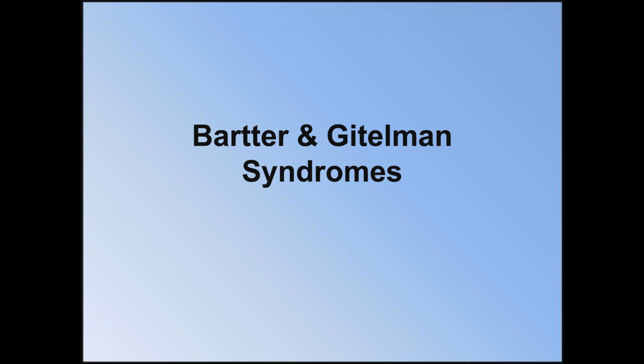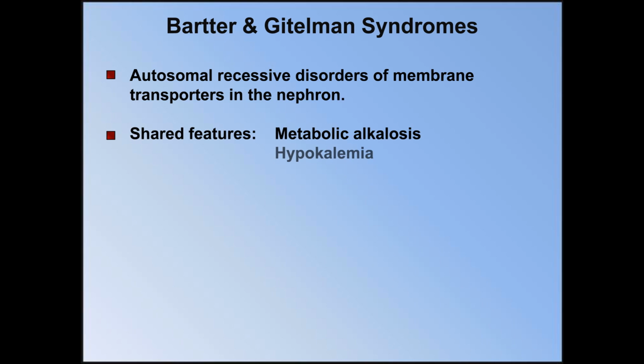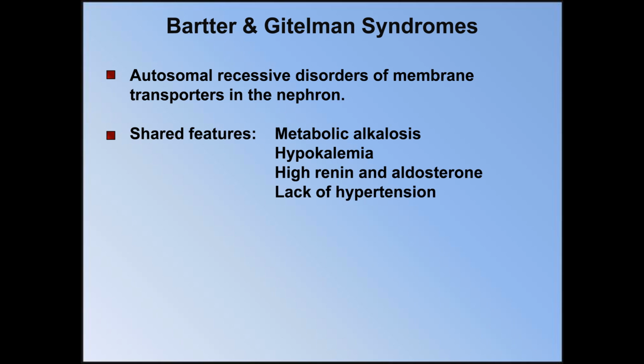Bartter and Gitelman syndromes are autosomal recessive disorders of the membrane transporters in the nephron. Their shared features include a metabolic alkalosis, hypokalemia, high renin and aldosterone levels, and a lack of hypertension. Distinguishing features between the two include the following.